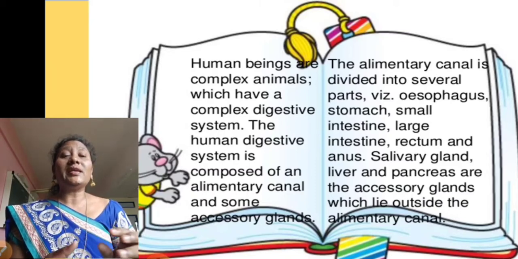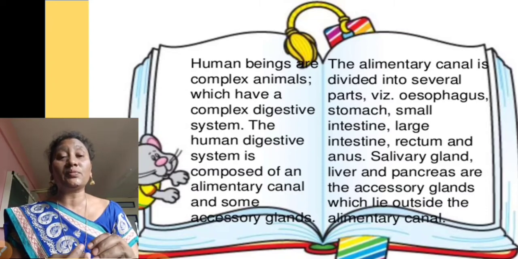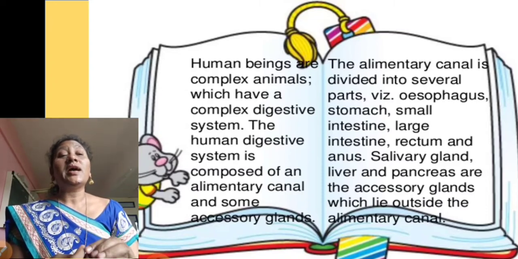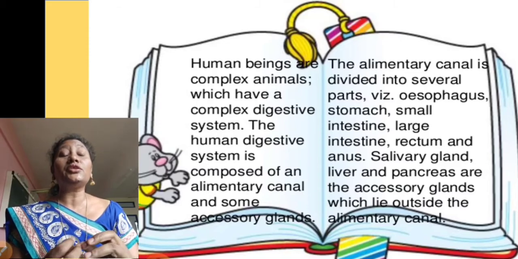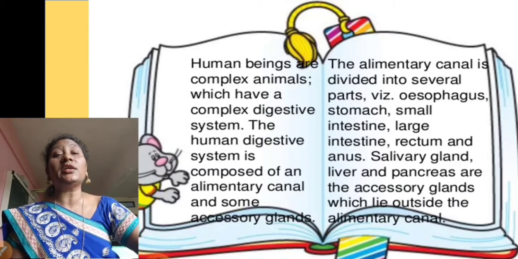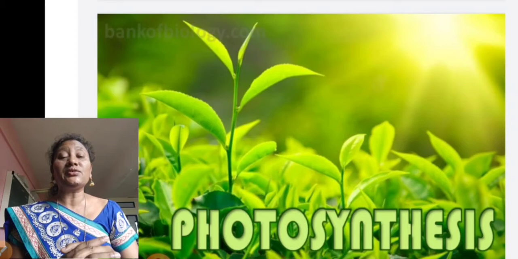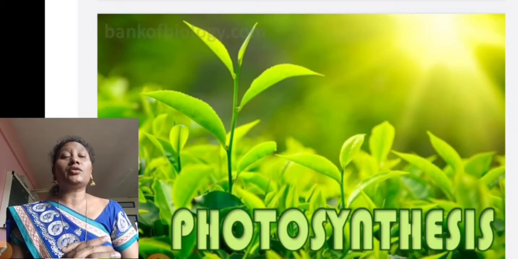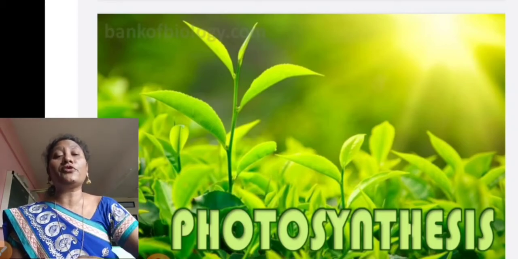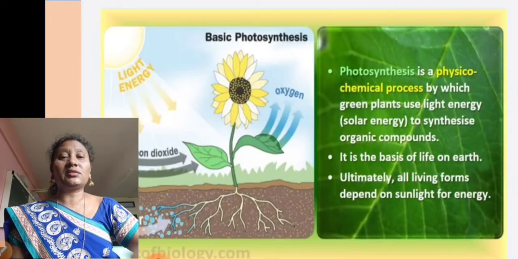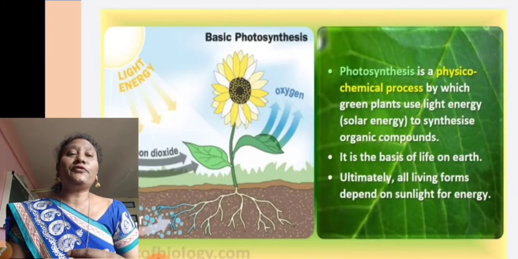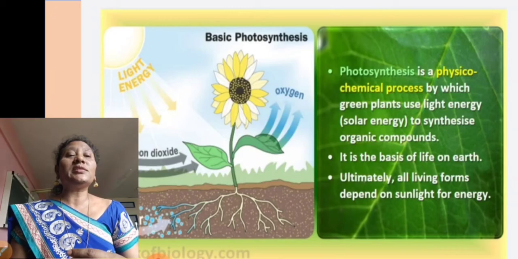Many glands are there in the digestive system for the process of human digestion, as well as many organs to facilitate better digestion in human beings. So whatever it may be, the human digestive system is a complex digestive system. First, let us see autotrophic nutrition, how the process of photosynthesis takes place. So, the basic photosynthesis. Photosynthesis is a physico-chemical process.